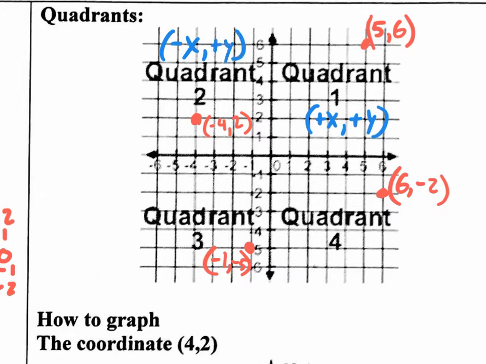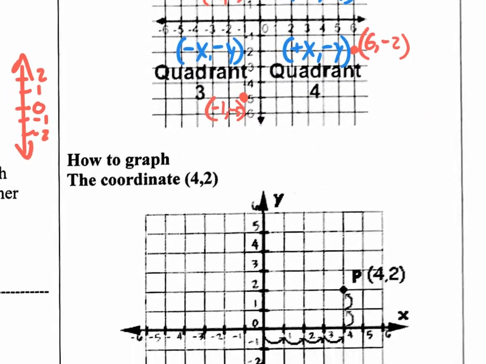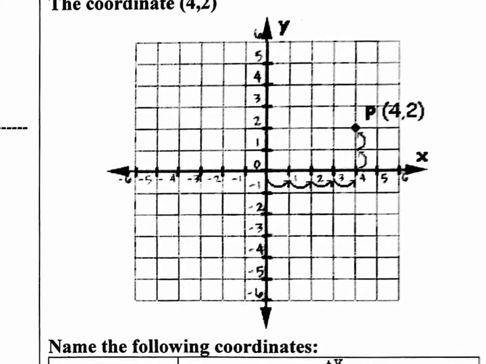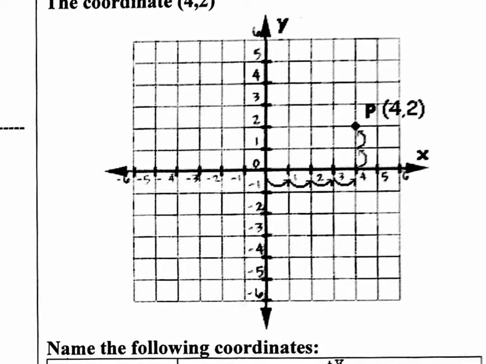Quadrant 3 is going to have a negative x and a negative y, and quadrant 4 is going to have a positive x and a negative y. Anyway, we should know that. Let's move on to how to graph, because you really need to know how to graph coordinates, especially on the activities we're going to be doing today, the second day of graphing coordinates.